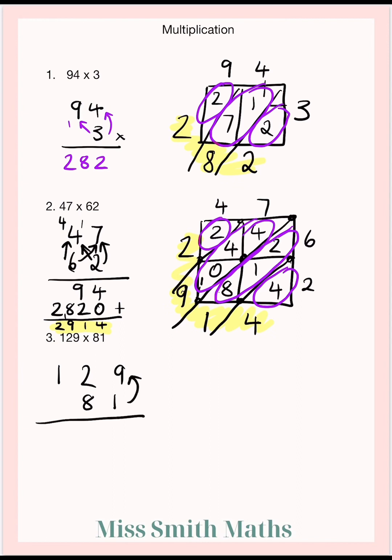Finally then, I've got 129 times 81. 1 times 9 gets me just 9. 1 times 2 is just 2. And 1 times 1 is just 1. Quite a nice one. Then again, I need to fill in with a 0.